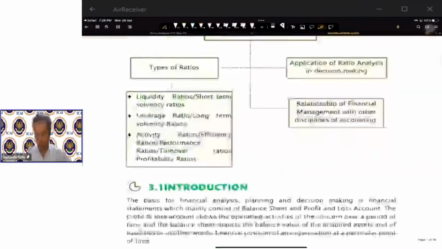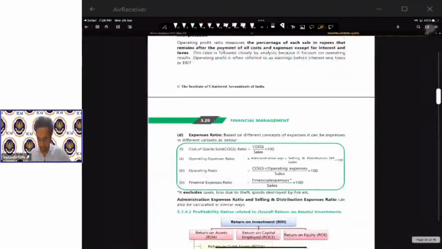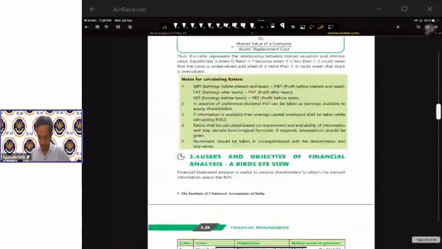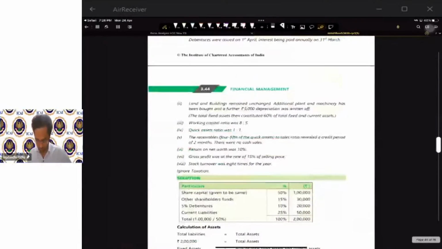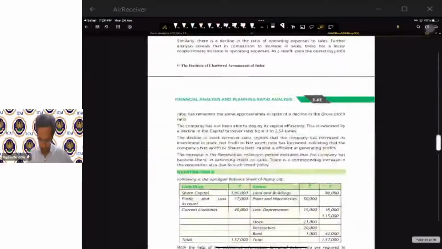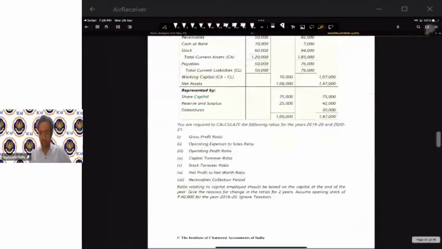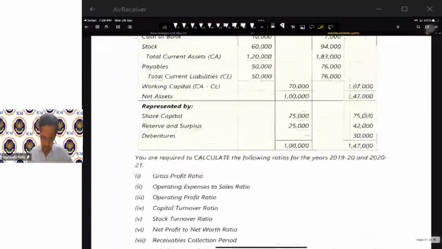So let's now go ahead with some interesting questions. The first set of questions that we would be discussing is analyzing the very first part: how to compute the ratios and how to analyze them.